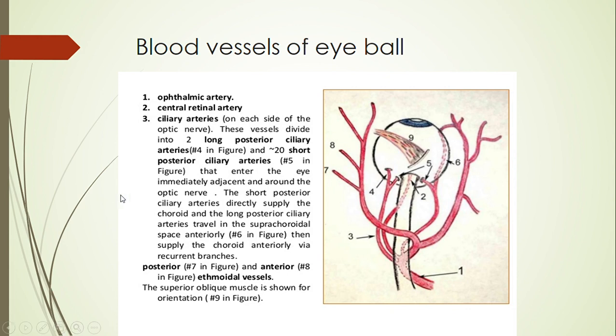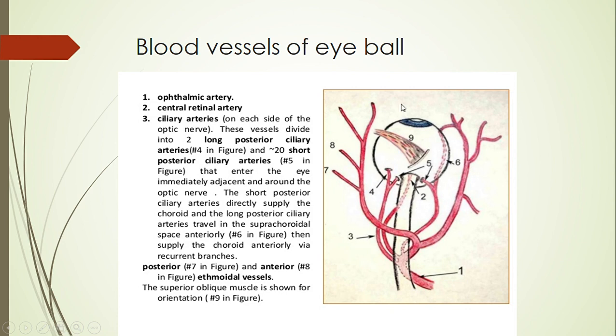Blood supply is by means of the branches of the ophthalmic artery. They are the central artery of retina, which pierces the optic nerve, then the ciliary arteries, which again divide into long and short ciliary arteries and anterior ciliary arteries. And there are the anterior and posterior ethmoidal vessels, branches of the ophthalmic artery, which also supply the external aspect of the eyeball.